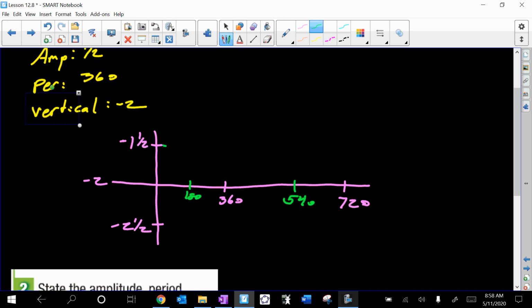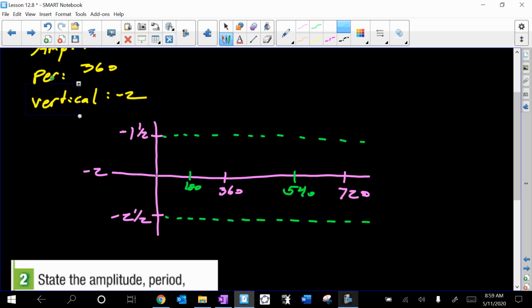Now we can start plotting some of our locations. So cosine, again, we're dealing with a cosine function. We normally start up at the top, so we're going to start up here at -1.5. Our first cycle ends at 360, and our second cycle ends at 720. At halfway, we should be down at the bottom. And at 540, that was half of our second cycle, we should be down at the bottom as well. Here would be what your cosine function would look like.